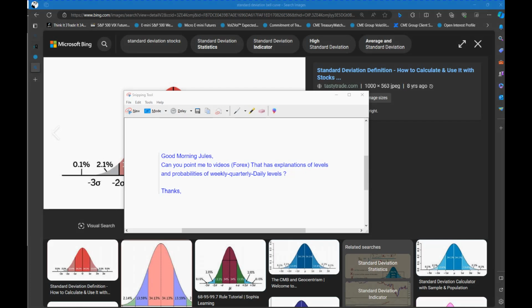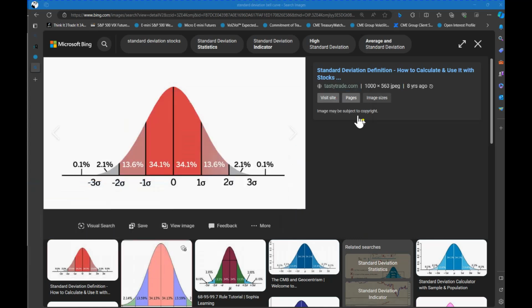Have a customer who's asking for some more explanation of the Jats PT levels and the probabilities of the weekly, quarterly, daily, etc., and how they can use it in their trading. That's a great question. The first thing you want to do is understand the standard deviation bell curve.